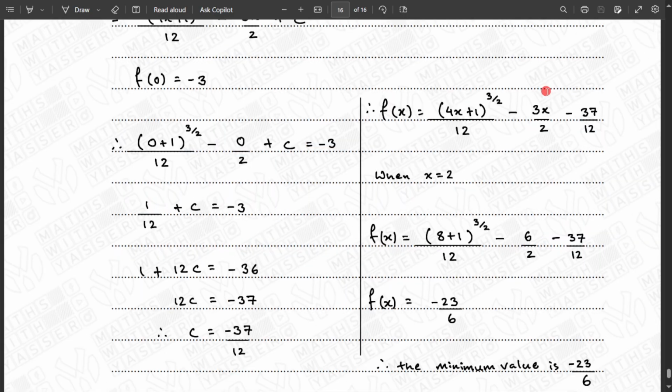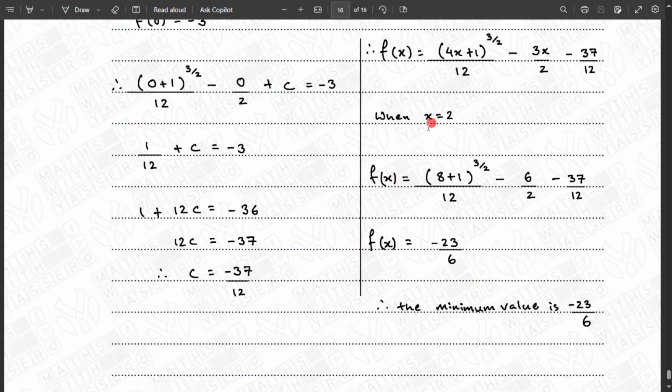That means we need to substitute x equals 2 into the equation of the curve, which is f(x). So when x is equal to 2, (4 times 2 plus 1) to the power 3 by 2 over 12, minus 3 times 2 by 2, minus 37 by 12. That gives us f(x) is negative 23 over 6. And that is the minimum value, which is negative 23 over 6. And that will be all for now.